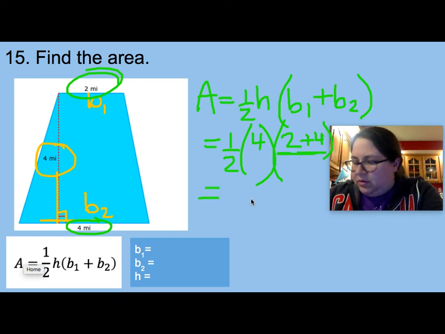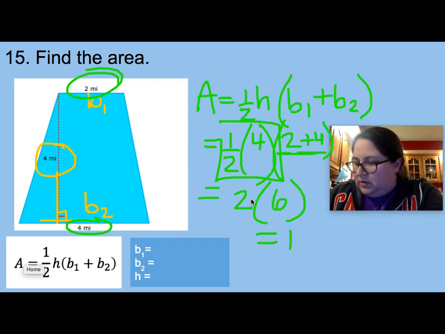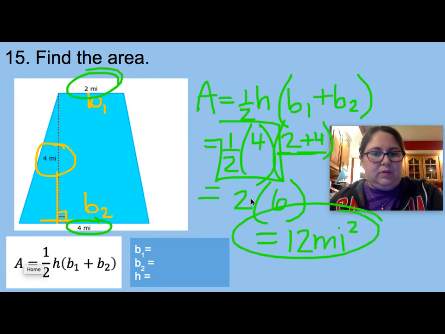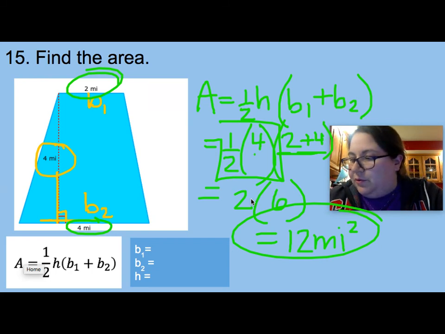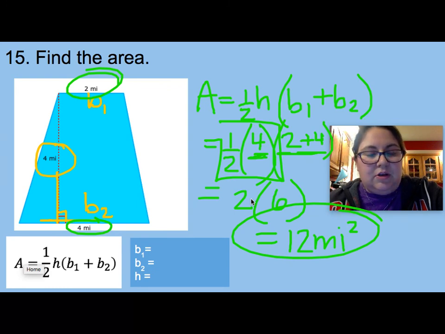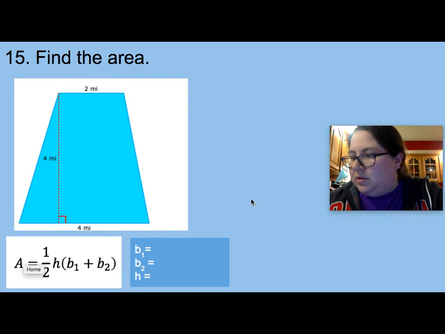I can work a couple different ways if I want to. Sometimes it's easier to start with this: I've got a half times 4. I know a half times 4 is just 2, times 2 plus 4 is 6, so I know my answer here is going to be 12 miles squared. Other people might add the 2 and the 4 first and get 6, then multiply by the 4 and get 24, and then divide it by 2 to get 12. Either way, those are going to be correct responses.